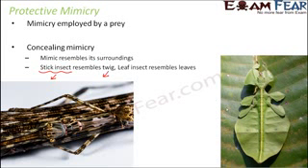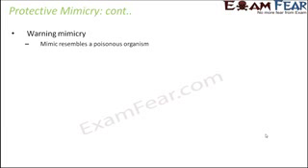Similarly, think of the leaf insect which resembles a leaf. So look at this insect. It looks so different from the normal insects, but at the same time it looks so similar to the leaves. So this is also concealing mimicry, because the leaf insect kind of conceals itself with the surrounding leaves, and therefore it becomes very difficult for the predator to detect its presence, and that's how it gets protected. So therefore this is a protective mimicry, and this is also a concealing mimicry because the insect is resembling the surroundings. Now the second type of protective mimicry is warning mimicry.